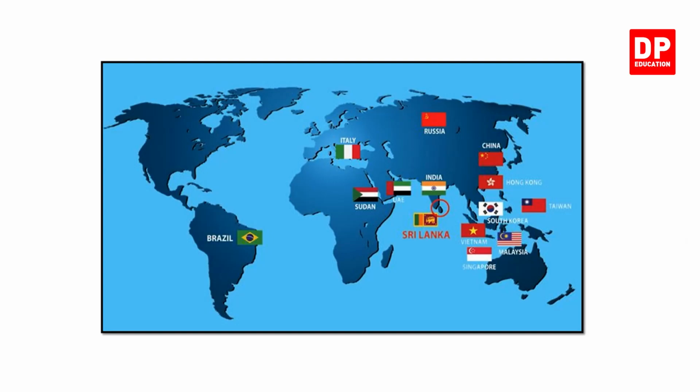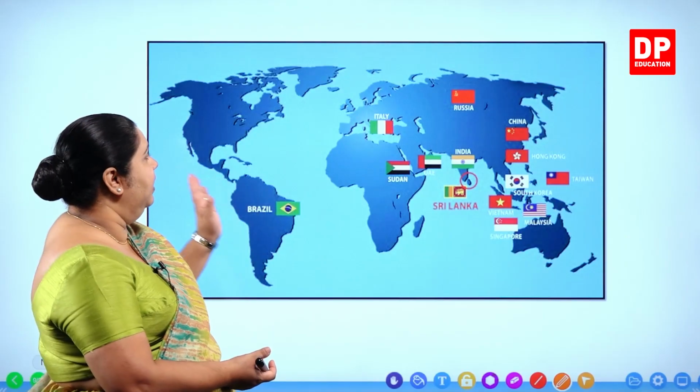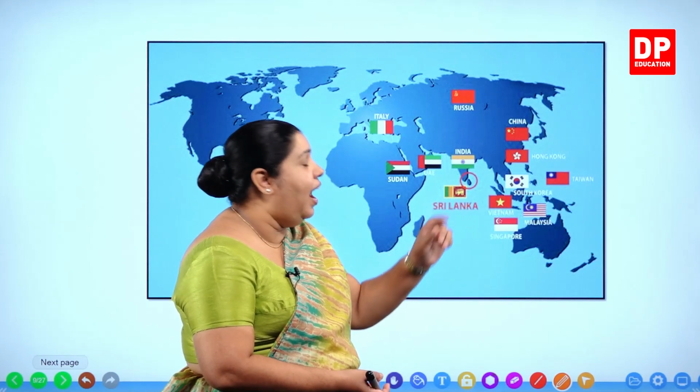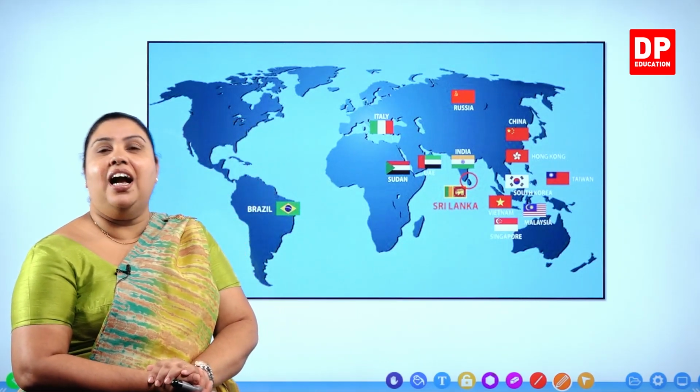Where is our country? Can you see? This is the world map and can you see over here? Our country is a tiny country.